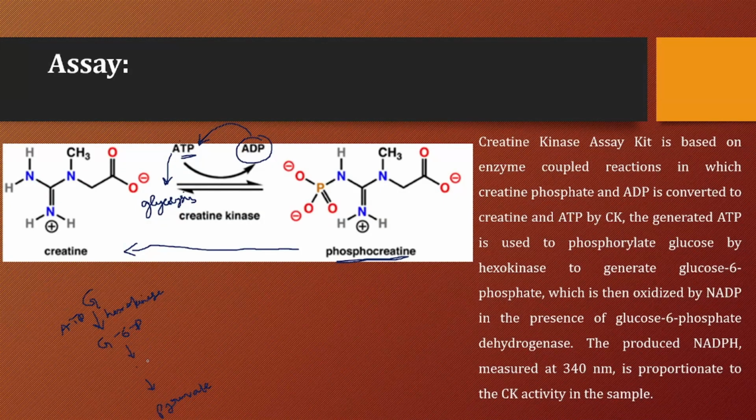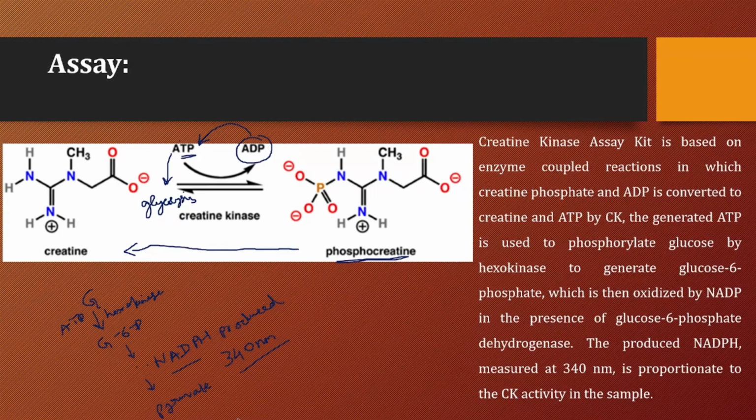Now there is one intermediate step where NADPH is produced. NADP is reduced, and NADPH is produced. So there is one step within glycolysis, and as I have talked about in my previous lecture, you can measure this NADPH at 340 nanometer wavelength. So why 340 nanometer? Because this is the wavelength at which maximum absorption occurs.